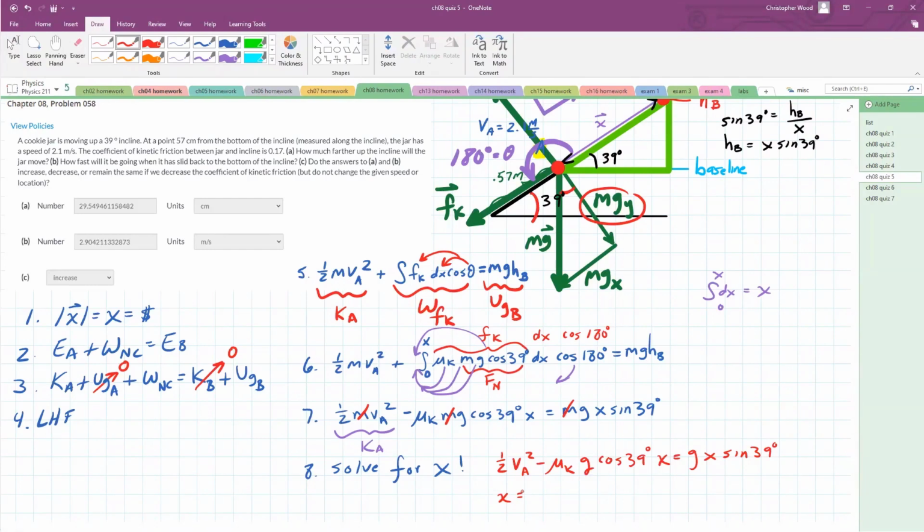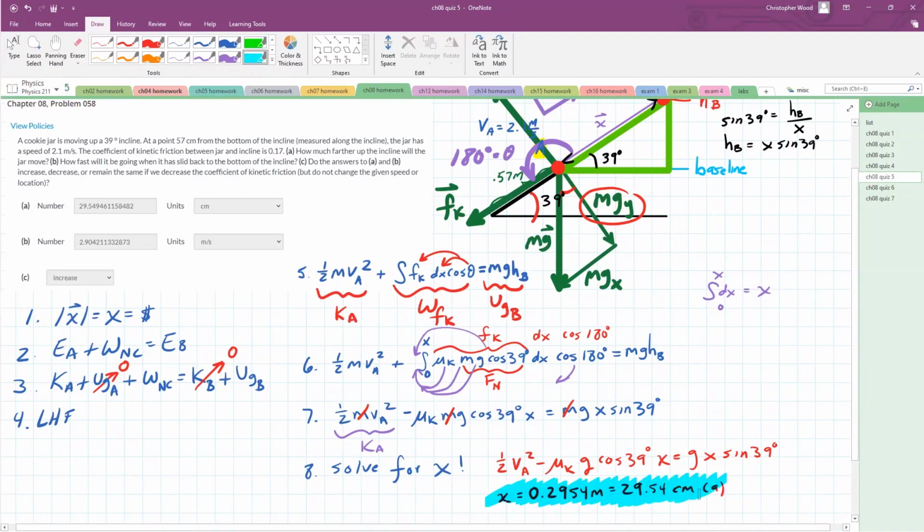0.5 times. I get this answer in terms of meters, 0.2954 and some change, but they want the answer in centimeters. So convert from meters to centimeters, 29.54 centimeters. That is the answer to part A.